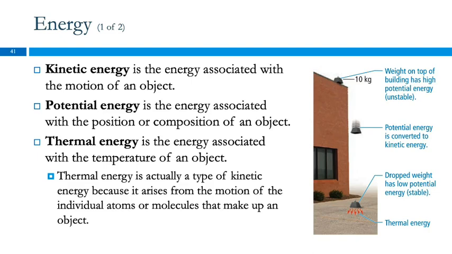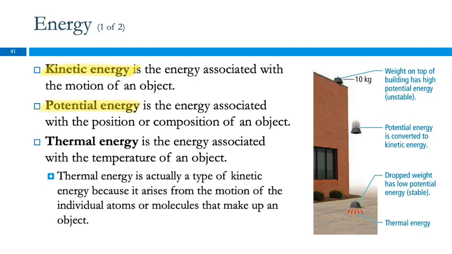Much like we categorize types of matter, we also categorize energy. We categorize everything. So the two main divisions are kinetic energy and potential energy. Kinetic energy is energy associated with motion. Potential energy is associated with position or composition.